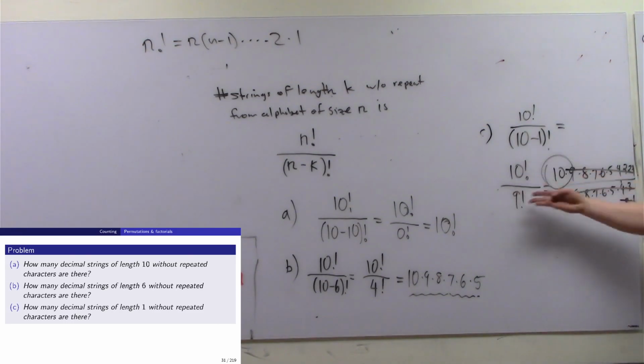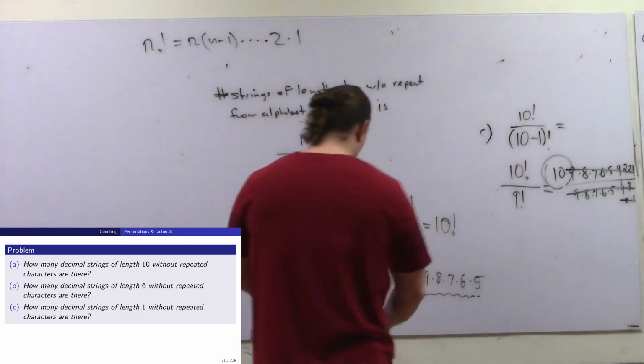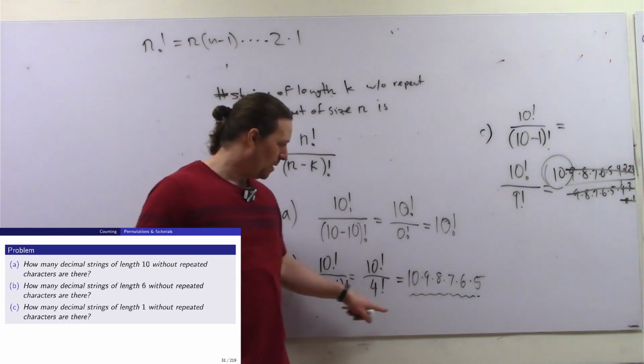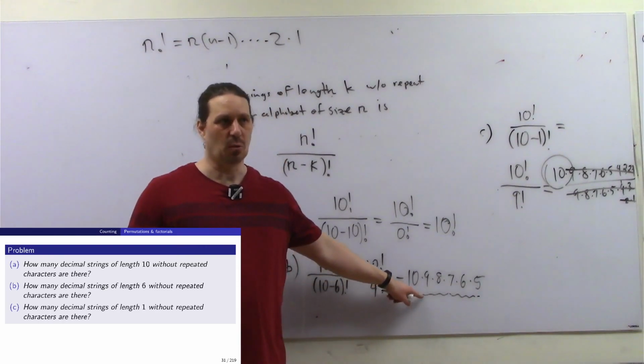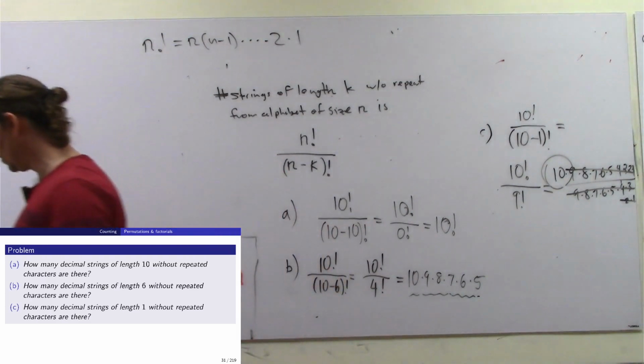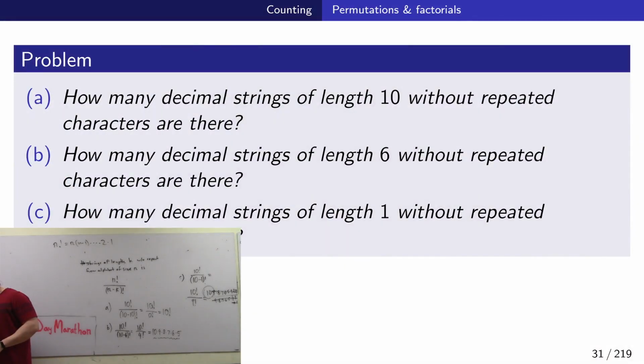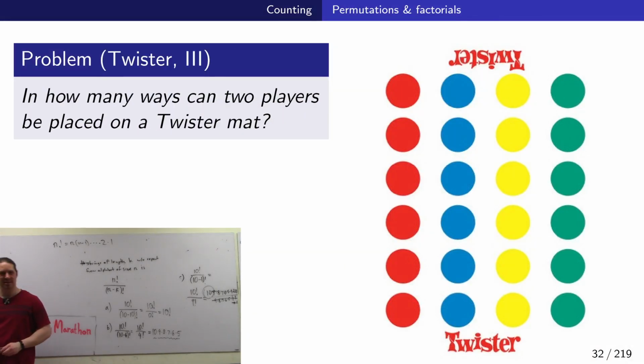In this case, it's definitely good to simplify this down to the simple 10. In this case, I might leave this as 10 factorial over 4 factorial, or this is small enough to ask your calculator what it is, right? It's a reasonable number. Okay? So that's how you can answer those questions with this factorial notation. Okay. All right, back to Twister.